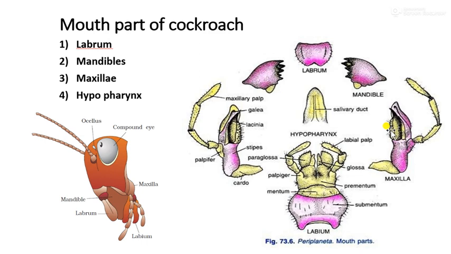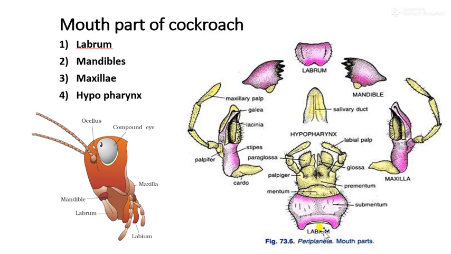Now we see about the labium. It belongs to the sixth segment of the head. Look at this. This is the labium. It is a lower lip lying behind the mouth and represents the second pair of maxillae which have fused together into one.